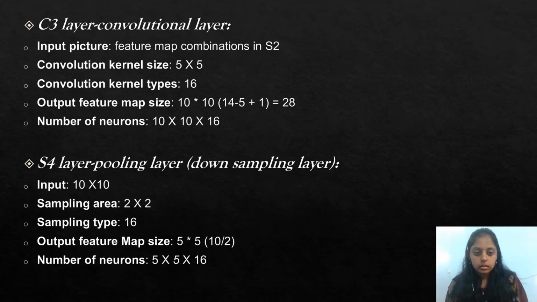Coming to the third convolution layer, the feature map combinations are taken from the previous layer. Here the kernel size is 5 by 5. The convolution kernel types used are 16 and the output feature map we got is 10 by 10. So the number of neurons is 10 into 10 into 16. Coming to the fourth layer, which is an average pooling layer, the input size is taken from the previous layer, which is 10 by 10, and again the matrix used is 2 by 2 and the output feature map is 5 by 5. So the total number of neurons is 5 by 5 by 16.